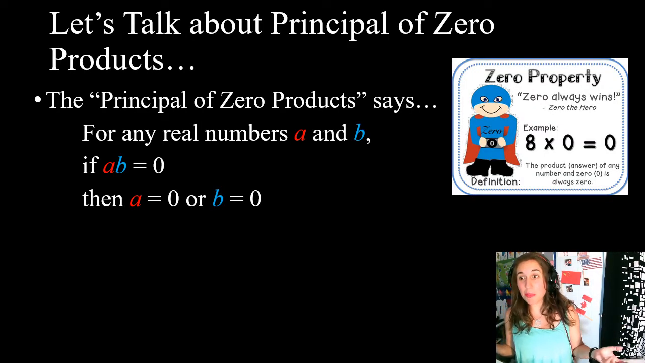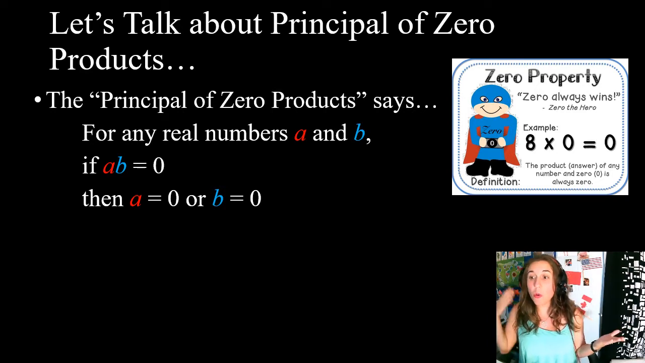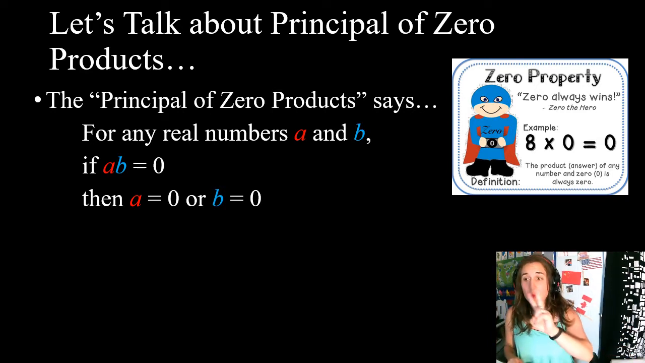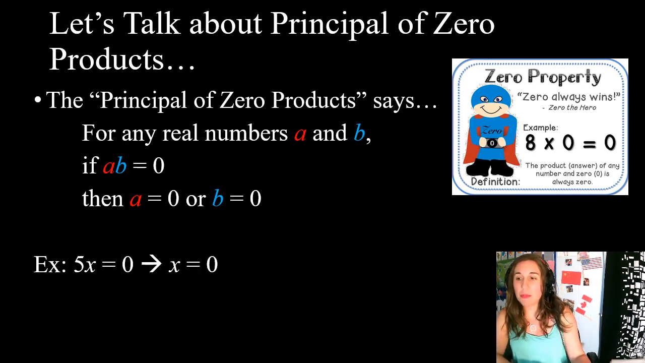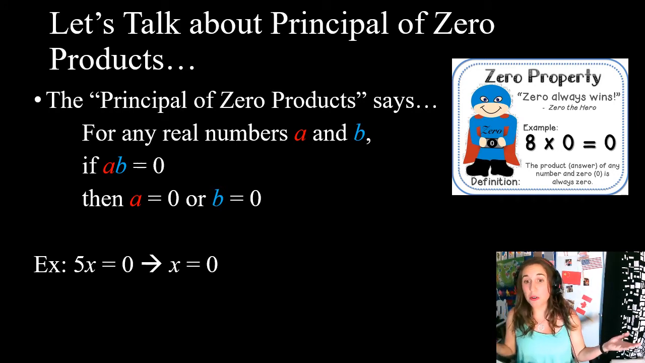Well, that's exactly what the principle of zero products says. The principle of zero products says that for any real numbers a and b, if a times b equals 0, then either a equals 0 or b equals 0, which basically just means if I'm multiplying two numbers together and the answer is 0, one of those numbers, one of those factors, has to be 0. So if we look at that first example again, we're multiplying two factors together, 5 times x, and it equals 0. So we know that x has to be 0. This is the only way that when we multiply 5 by this number, we get 0.